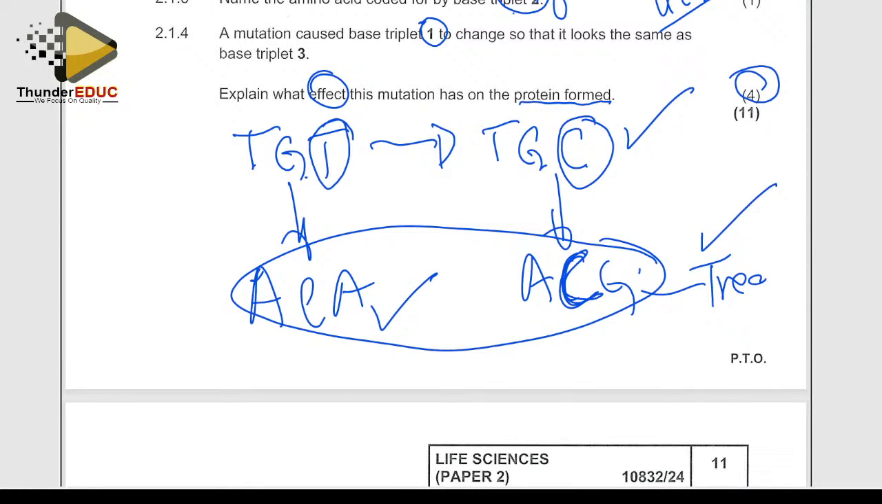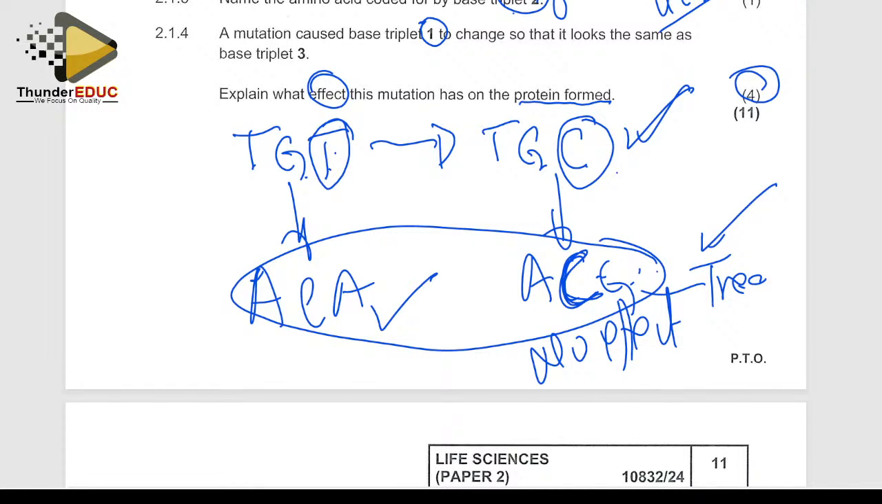Because it is the same amino acid, there will be no effect on the protein. That phrase, no effect on the protein, is also another mark. So: the third base changed from this to this, one mark. This codes for this, another mark. This codes for threonine and this one also codes for threonine, another mark. And there is no change in the protein, another mark, which makes 4 marks. That's exactly what I said in our preparation, and I hope you got them right.